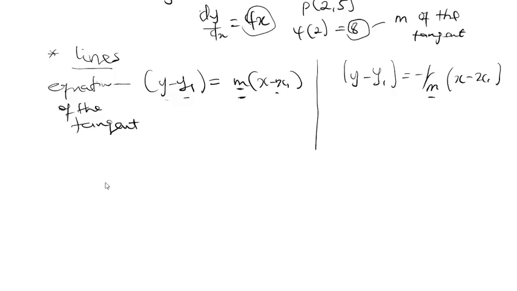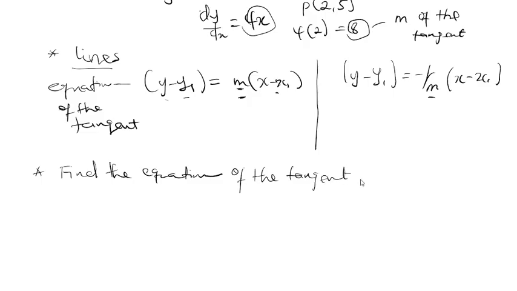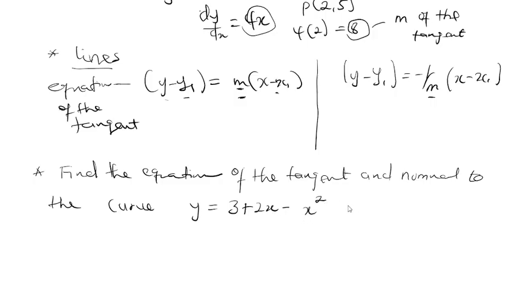So let's take an example here. Find the equation of the tangent and normal to the curve y equals 3 plus 2x minus x squared at (2, 3).